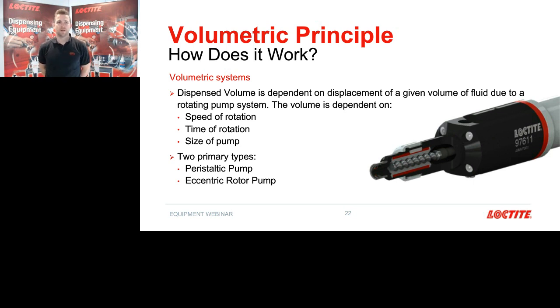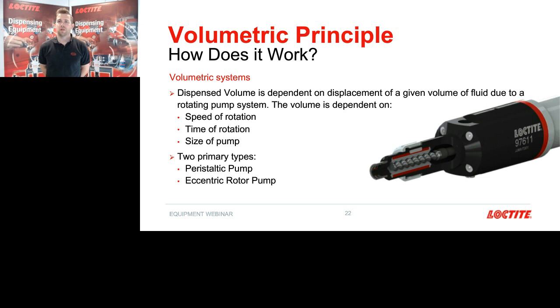So with a volumetric system, the dispense volume is dependent on displacement of a volume of fluid due to the rotation of a mechanism pump system. Typically, this is a rotor and stator or an auger or a screw type arrangement. And with the volumetric systems then, the things that can influence the volume of adhesive dispensed are the speed of rotation. So naturally, if you rotate the mechanism quicker, you'll get a higher flow of adhesive. And also if you slow it down then, you would get less adhesive.